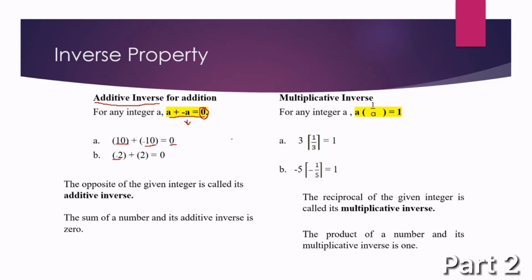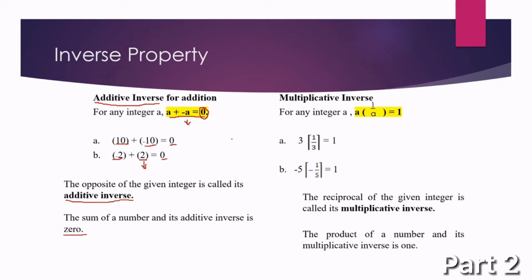So negative 2 plus 2 equals 0. So positive 2 is the inverse of negative 2. So still the answer is 0. So the opposite of the given integer is called its additive inverse. Therefore, the sum of a number and its additive inverse is equal to 0.